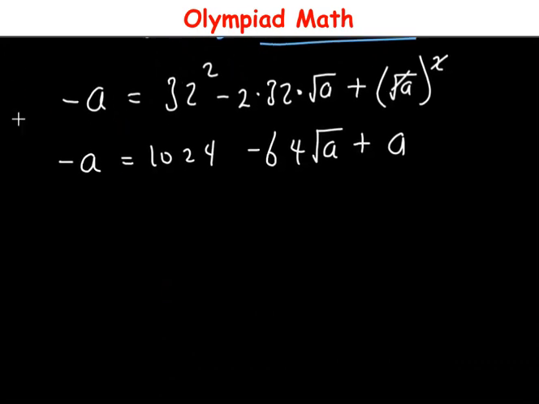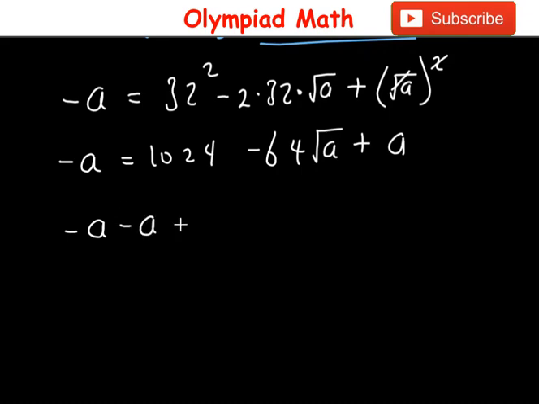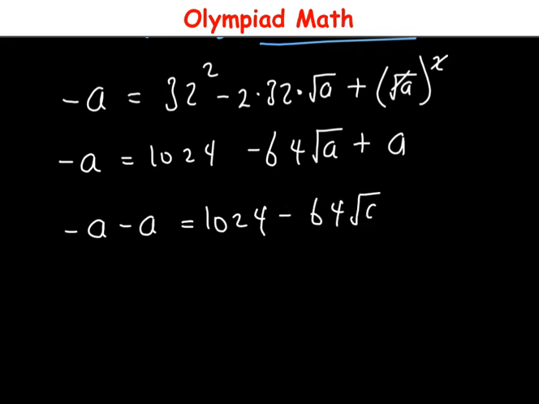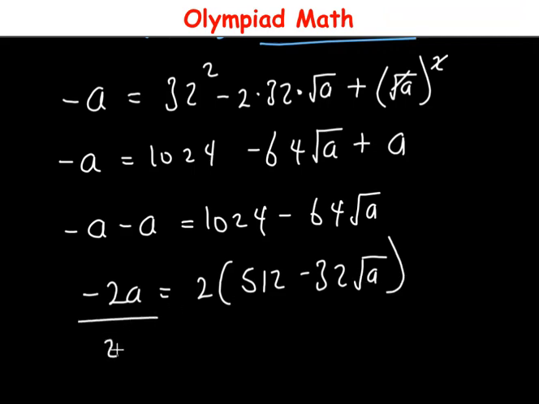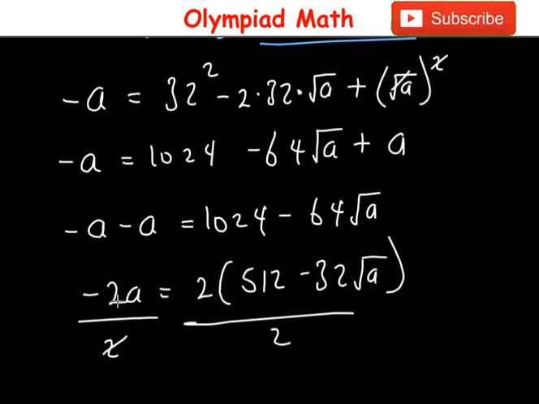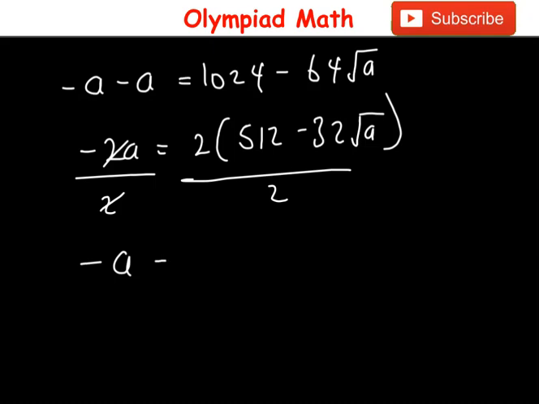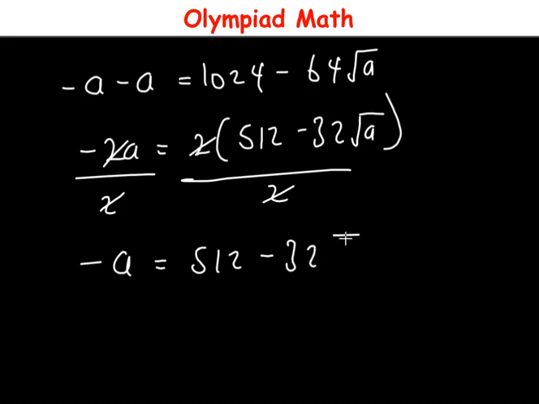From here, we have minus a, then move plus a to this side. This becomes minus a minus a, that is minus 2a, equals 1024 minus 64 times root a. And with this, factorize out 2 from this, 2 into bracket, we have 512 minus 32 times root a. Then divide both sides by 2, 2 will cancel out 2. We have minus a equals 2 divided by 2, 512 minus 32 times root a.